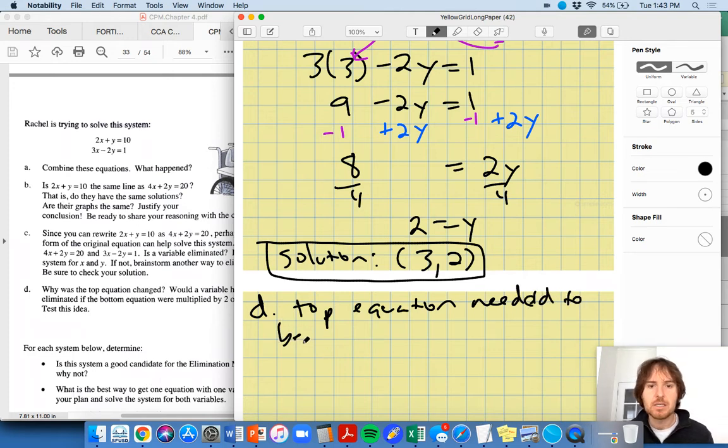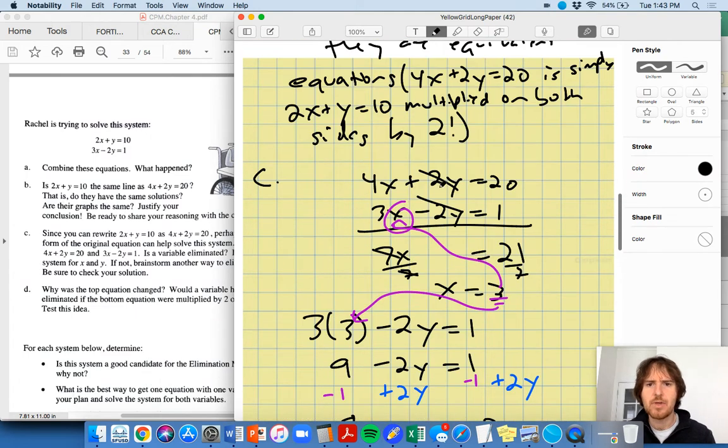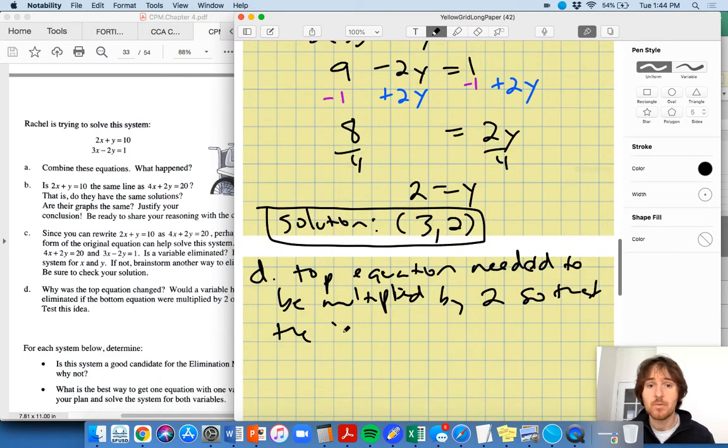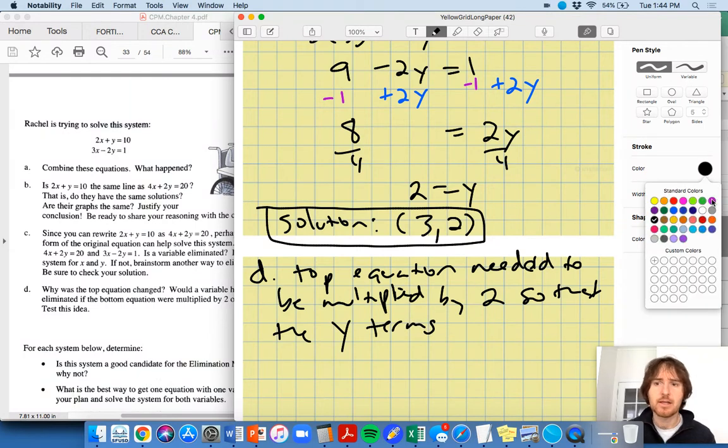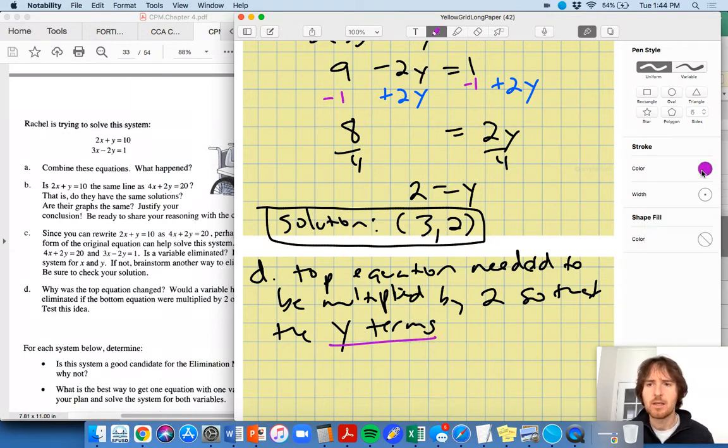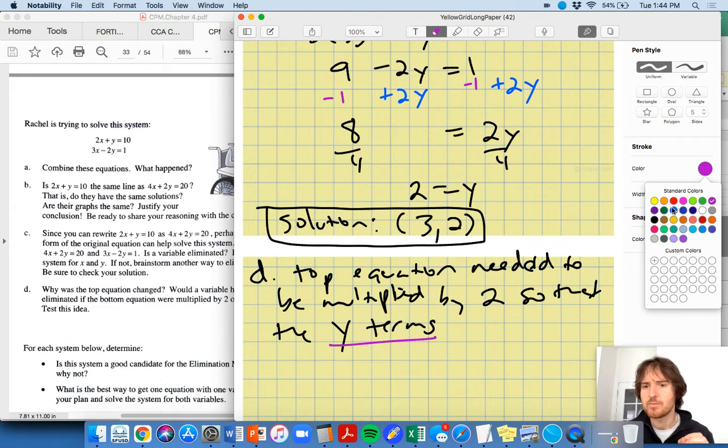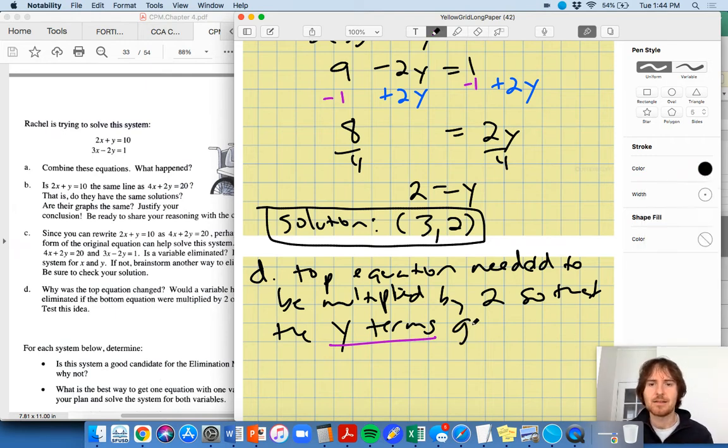Okay, the top equation needed to be multiplied by 2 so that the y terms got eliminated, right? Like 2y got eliminated by negative 2y. Those are terms, right? 2y and negative 2y are terms. So the y terms got eliminated.